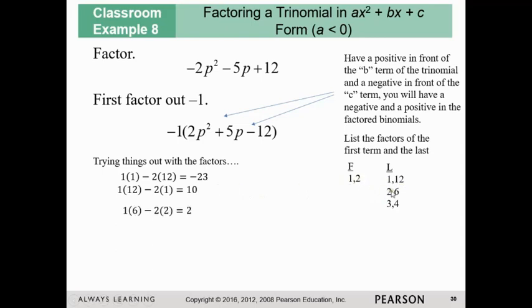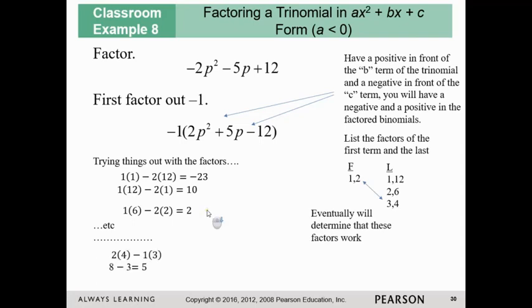Then we would continue on. So here we have 1 times 6 and 2 times 2 gets us to 2. We would keep trying these things out here. And eventually, we would see that 1 and 2 and 3 and 4 work because we can do 2 times 4 is 8 minus 1 times 3 gets us to 5. So that's why it's typically called the guess and check method.